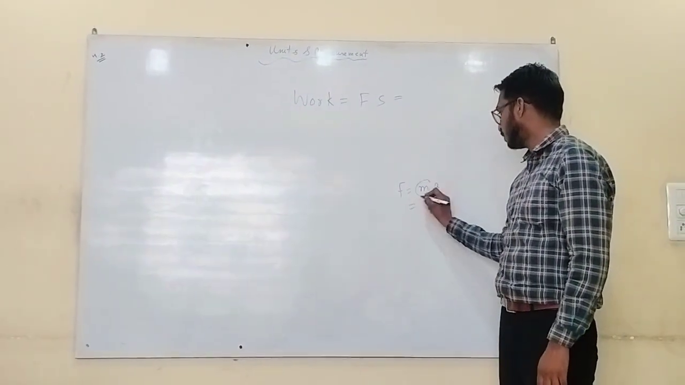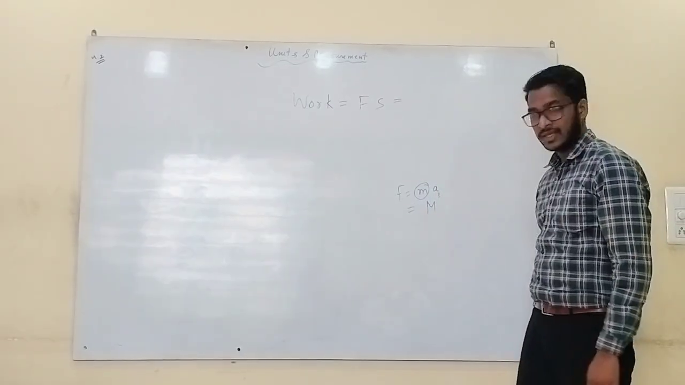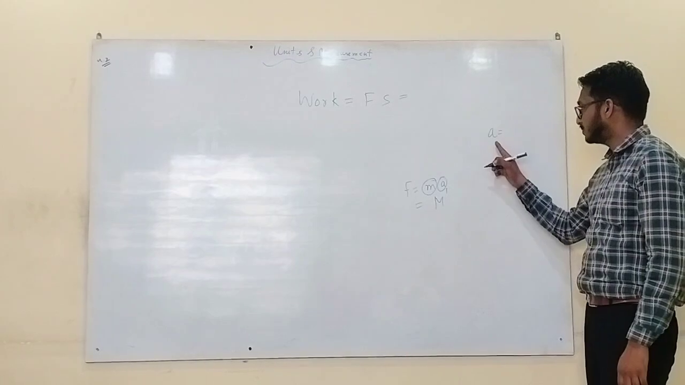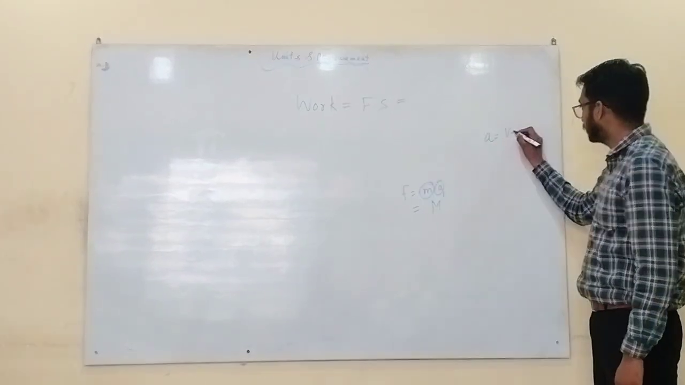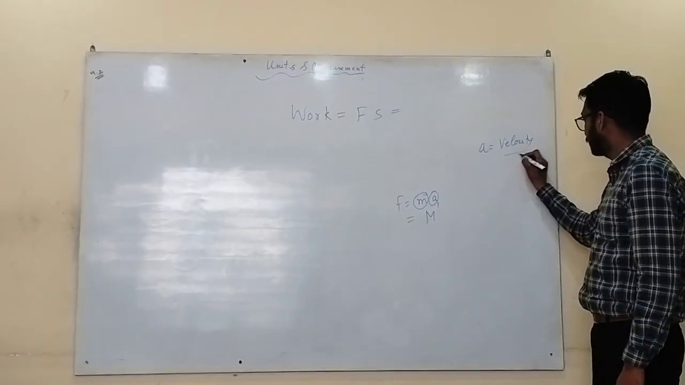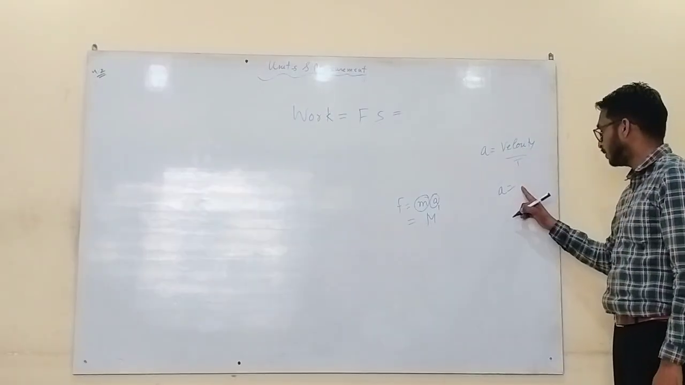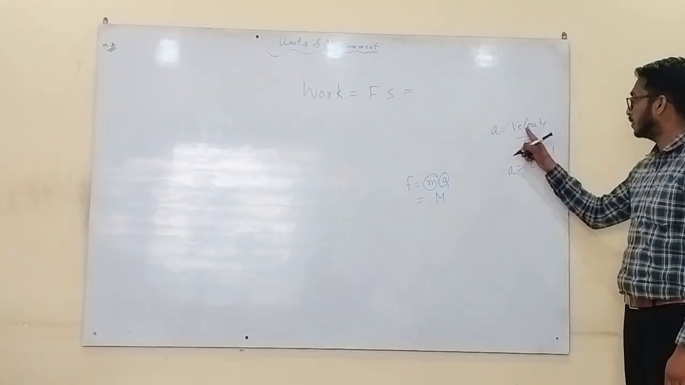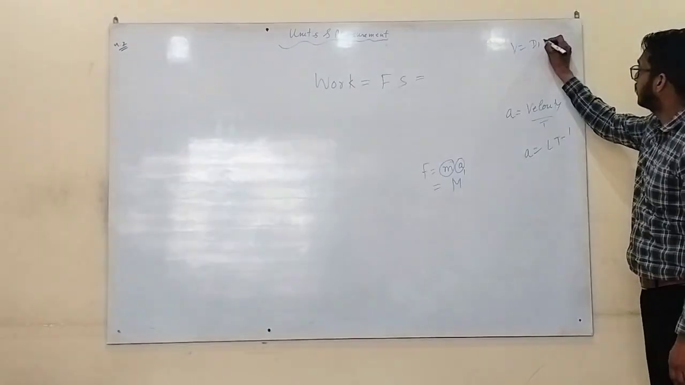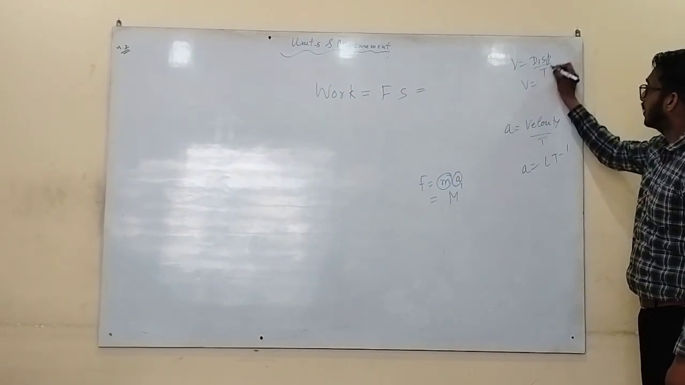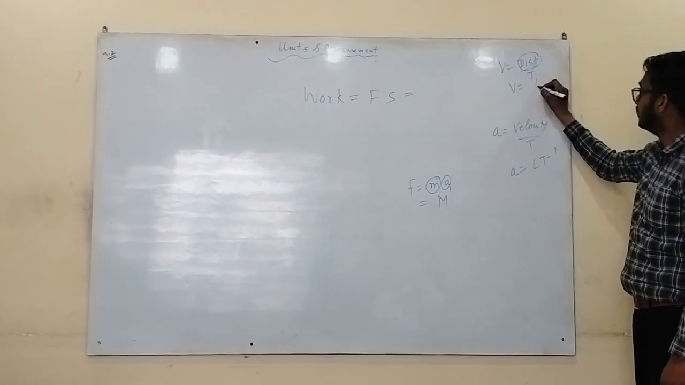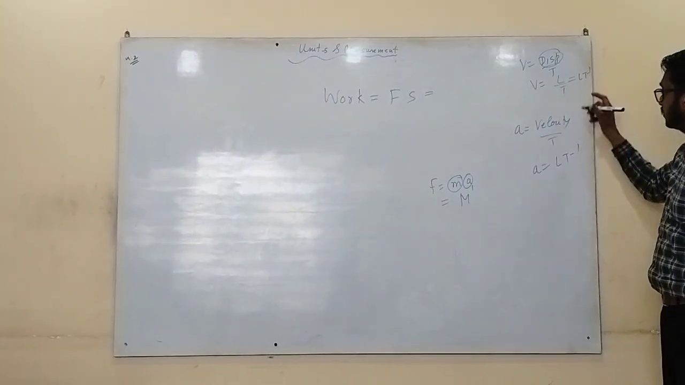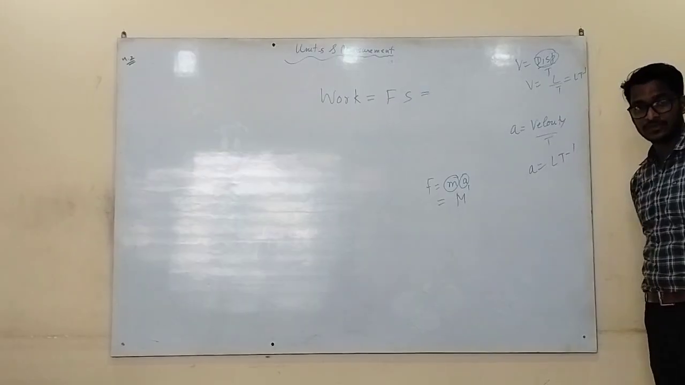And the dimension of m is what? M1. The dimension of acceleration is what? How to find the dimension of acceleration? As we all know, acceleration is velocity upon time. So here I am going to write the dimension of velocity, which is LT^-1, because velocity is equal to displacement upon time. The dimension of displacement is length, L, and the dimension of t is T. So LT^-1. Here I have put the value of velocity.